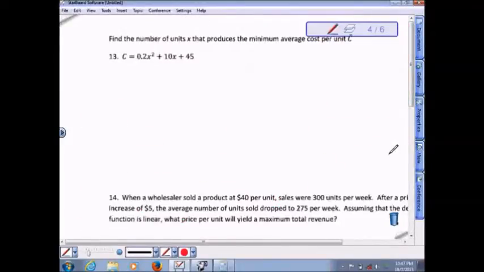Okay, question 13. Find the number of units x that produces the minimum. So right here, this means we're going to be optimizing using a derivative somewhere to find, use the first derivative test. But what we're minimizing is the average cost. We've been given a cost function.